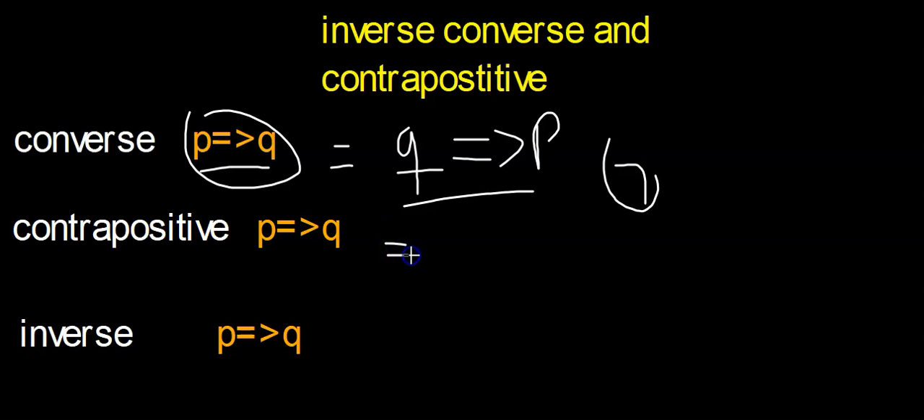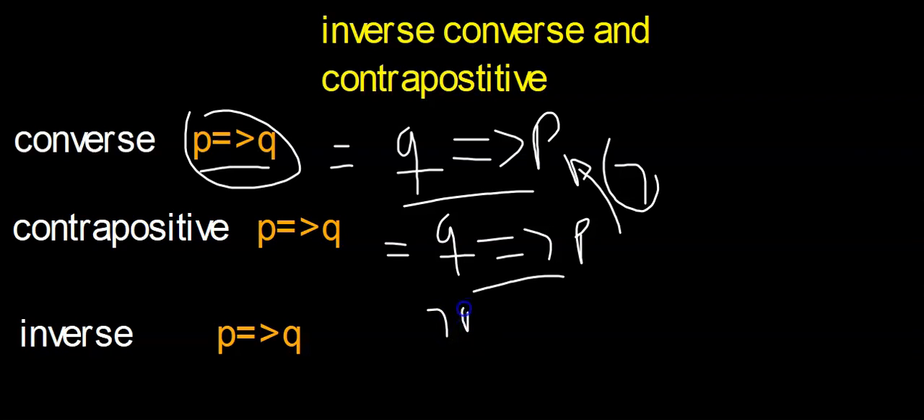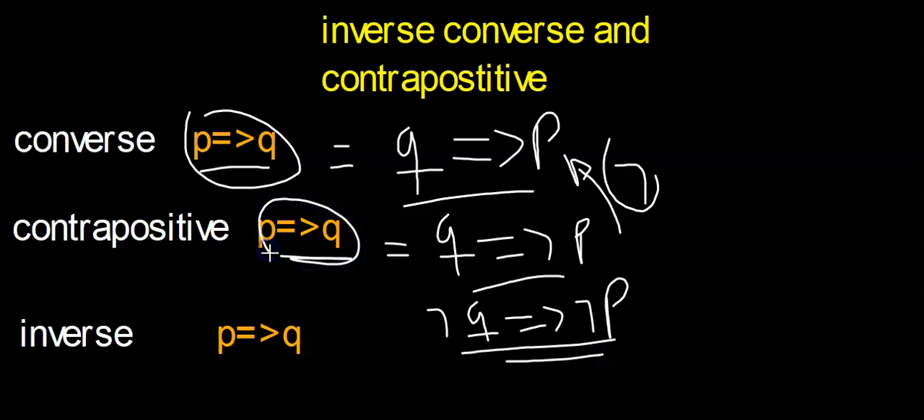When I switch this expression, it will be Q implies P. You can see this is the same as the converse, so I switched it. If I want to change this converse to the contrapositive, I just put a negation sign. So it will be negation of Q implies negation of P. This will be the contrapositive of this expression. This is how you form the contrapositive, and also the converse, of an expression.